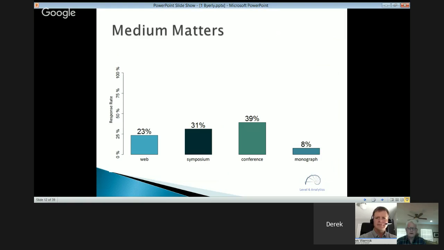No, this was about what I was expecting. Conferences are usually better. They rely somewhat on the abstract effect. Monographs, I was actually surprised was as high as 8%. Interesting. Okay.